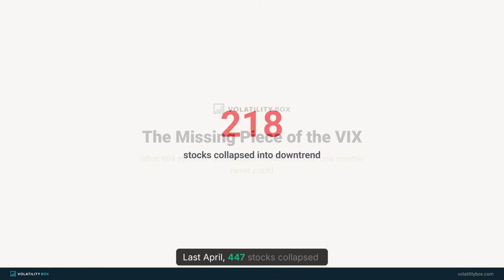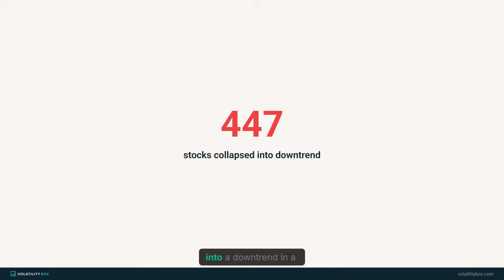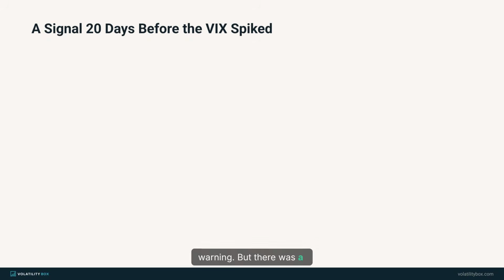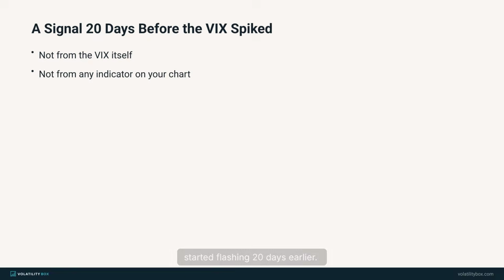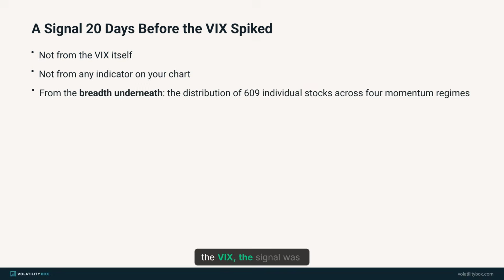Last April, 447 stocks collapsed into a downtrend in a single week. Portfolios got destroyed, stops got blown out, and the VIX gave you exactly 1 day worth of warning. But there was a clear signal, a signal that started flashing 20 days earlier. The signal was not from the VIX, the signal was not from any indicator on your chart. The signal came from the breadth underneath the actual VIX.